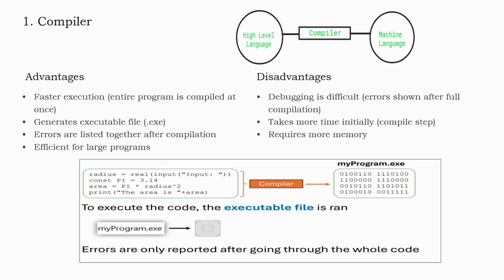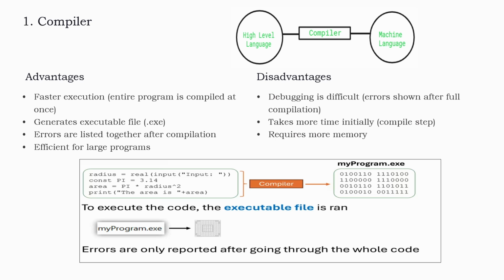A compiler shows all errors together. As I told you, during compilation, the compiler lists all the errors in the program at once. And this is mainly suitable for large programs. Compilers are efficient when dealing with complex and large software systems. Better security: since only executable files are distributed, the source code remains protected.